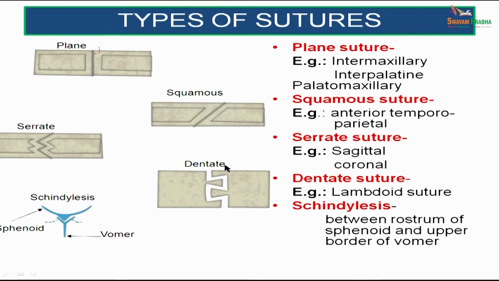Then dentate. From the word dentate we can understand that the adjoining surfaces of the bone are interlocking, with tooth-like shaped surfaces. Example, lambdoid suture. The last one, the Schindylesis, is a special suture seen between the rostrum of the sphenoid and the upper border of the bone vomer.